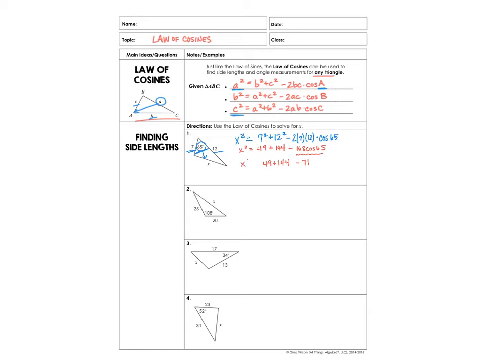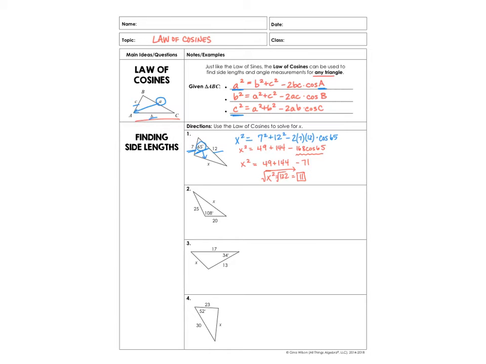So we got 49 plus 144 minus 71. So now we can just go left to right. So 49 plus 144 minus 71 is 122. So you got X squared equals 122. And you take the square root of that to get X by itself. And the square root of 122 is 11.04, which we'll just round to 11. Okay, so it's not as difficult as it looks. It's just a longer formula.